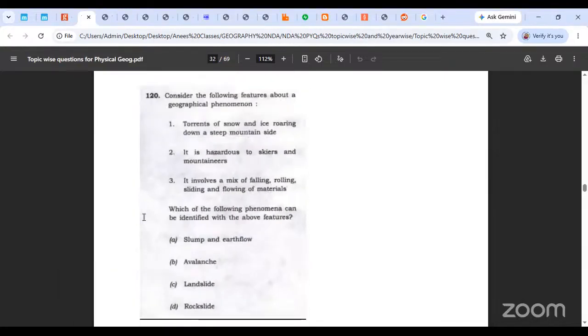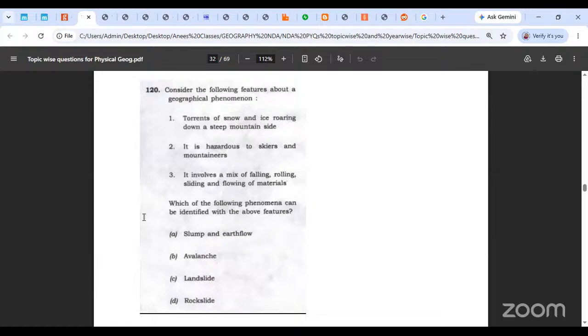This is a good question. Consider the following features about a geographical phenomenon. Torrents of snow. अभी वो आपको एक geographical phenomenon describe कर रहे हैं. That there are torrents of snow and ice that are roaring down a steep mountain slide. Okay, there is a steep mountain side और वहां से वो बड़ा सा huge mass of ice and snow जो होता है वो एकदम झट से नीचे आ रहा है.